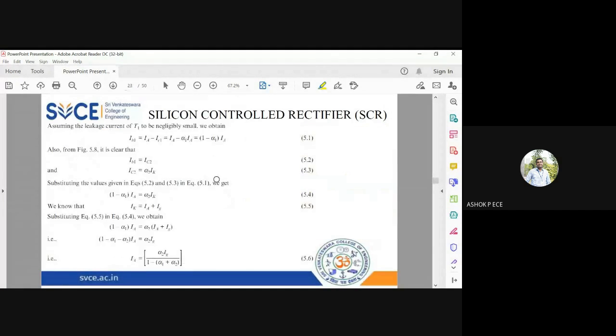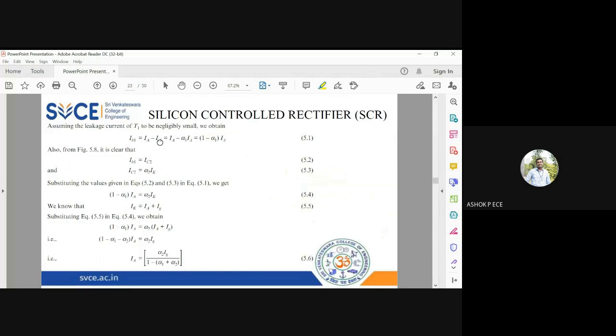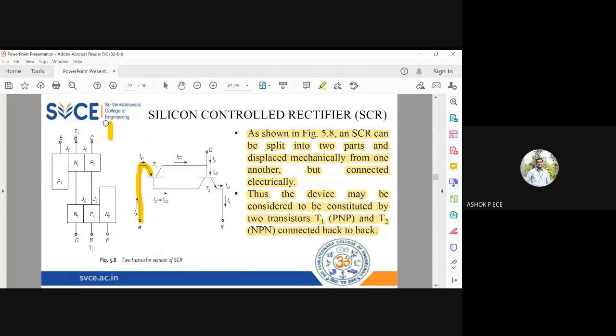Now I'm going to write the current equations. From here I can write IB1 in terms of the total current IA that is coming in. IE1 equals IC1 plus IB1, and IE1 is going to be the anode current, since the currents are the same. So IB1 equals IA minus IC1. See, I'm using the conventional current equation of a transistor: IE equals IC plus IB. I'm going to use that equation here.